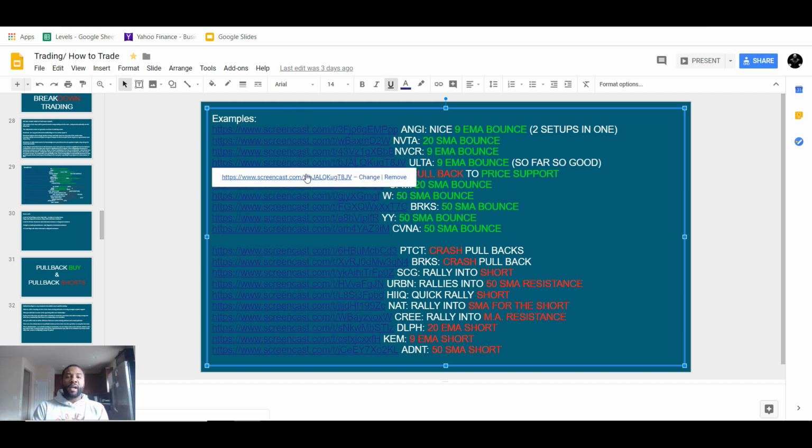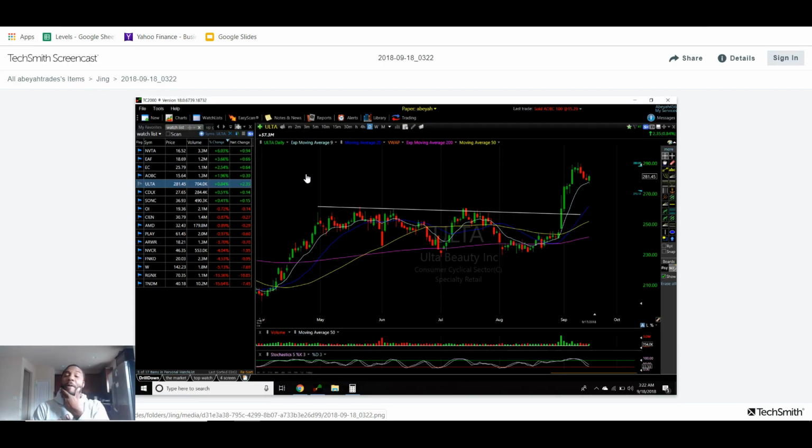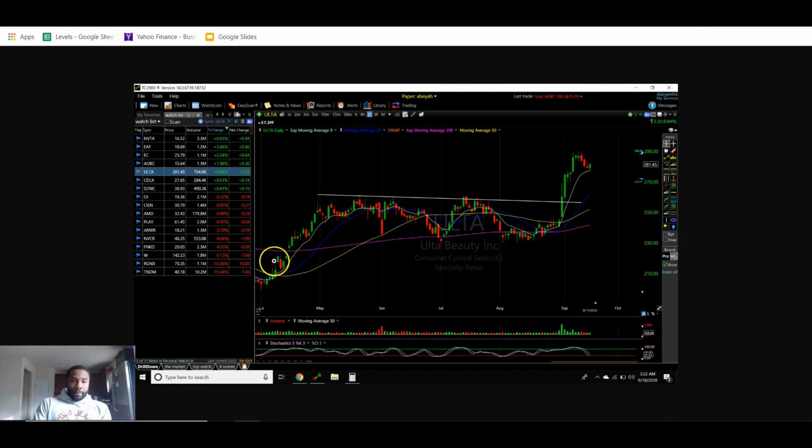So this is ULTA, a 9 EMA bounce. So far, so good. All right, so we see we got a nice flat top breakout here. See this resistance area. Then the stock finally pops over all your moving averages. This birdie can fly free, starts to fly a little bit, then starts to find some resistance, and it comes down. But at this point, we have no relationship with the moving averages, right? Why? Because it's just slicing through them. We cannot rely on these moving averages as strong support because it's not.